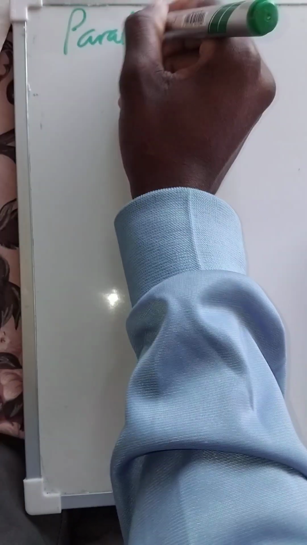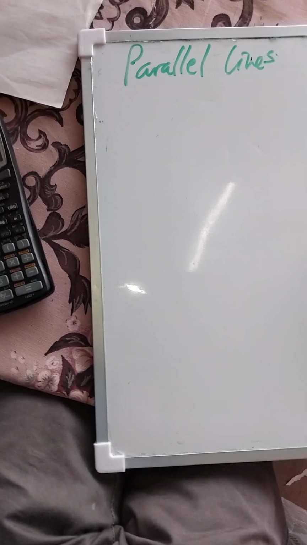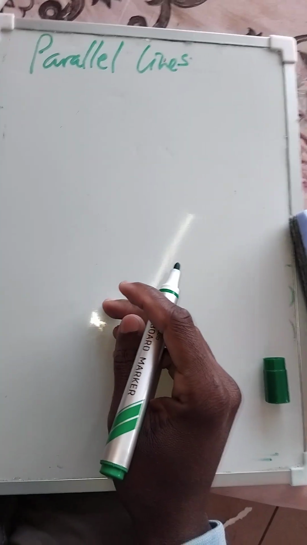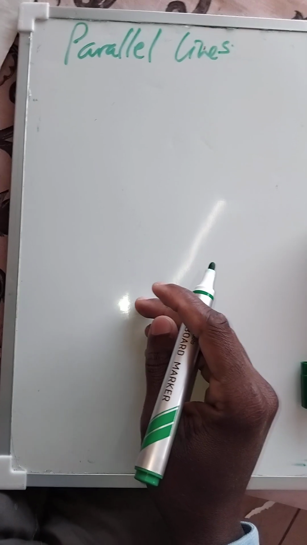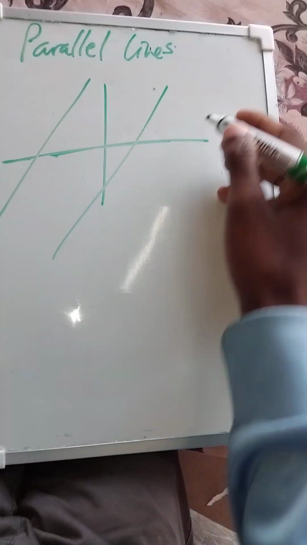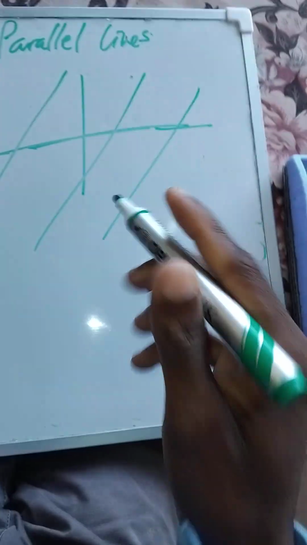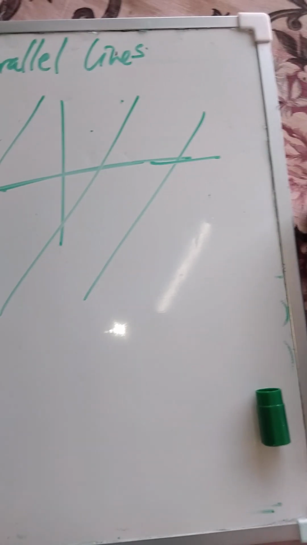Right, next we have parallel lines. The important point about parallel lines is that they all have the same gradient. For example, if we have parallel lines, their gradients are the same.